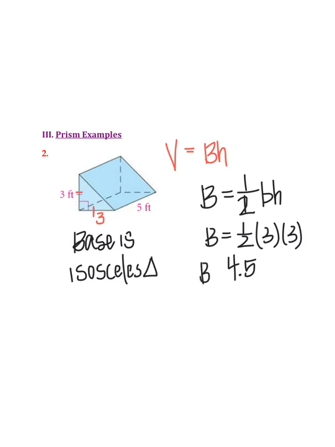Now my height of this prism is 5. So to calculate my volume, I'm going to have 4.5 times 5, which is, if I grab my calculator, 22.5 cubic feet.